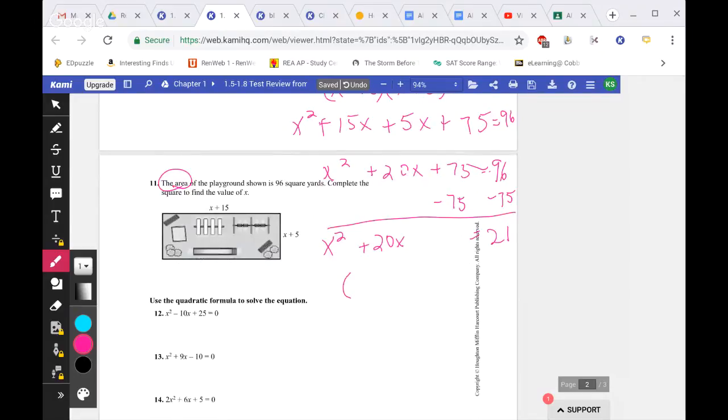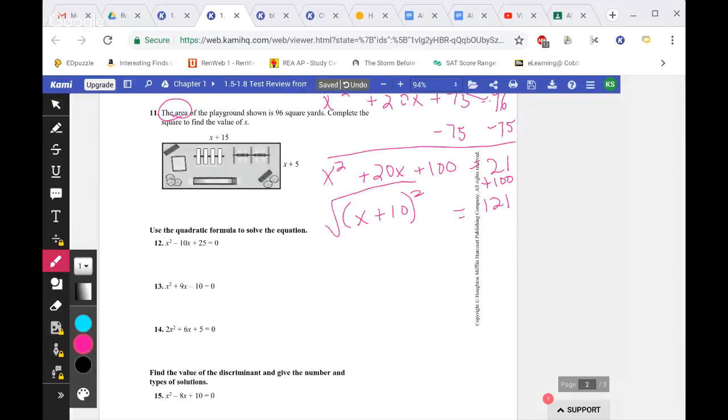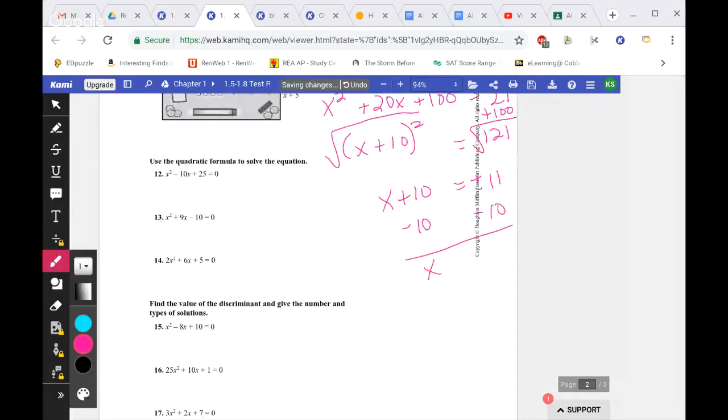Half of 20 is 10. 10 squared is 100. So I'm going to add 100 to both sides. I didn't leave myself very much room over here. But that's going to be 121. And now I'm going to take the square root of both sides. And that leaves me x plus 10 on this side. And the square root of 121 is plus or minus 11. And then I'm going to subtract 10 from both sides to get my x all by itself.